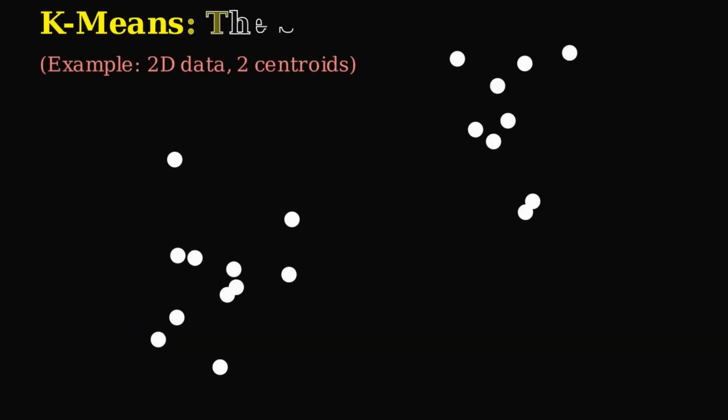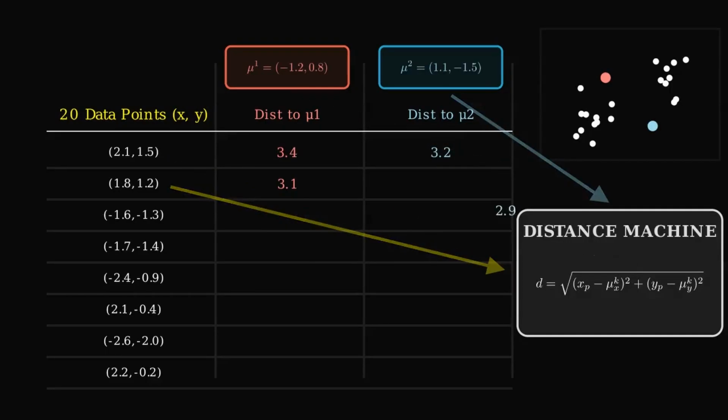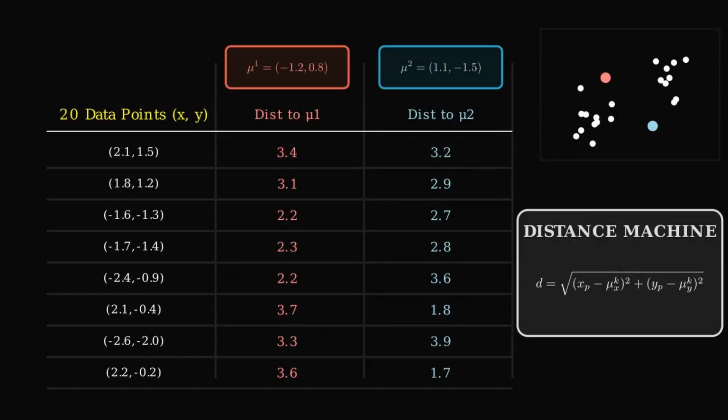We begin with the simplest clustering algorithm, K-means. Each row represents one of our data points, defined by its x and y coordinates. To start the iteration, we choose two random centroids in the space. On the right, we have our distance machine, ready to calculate the proximity of every point to both centers.